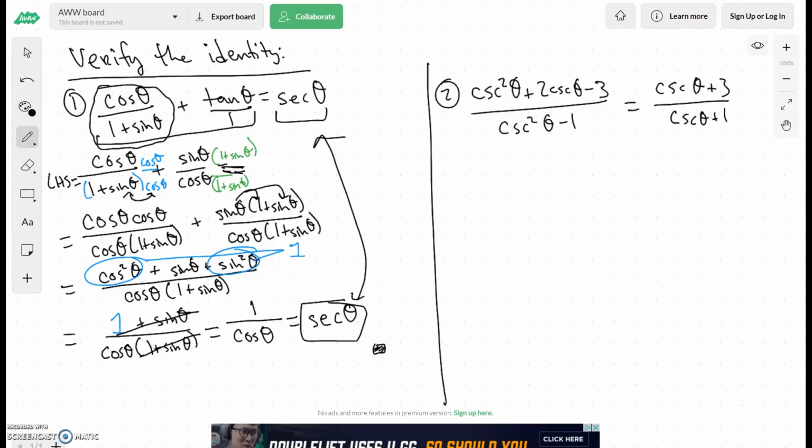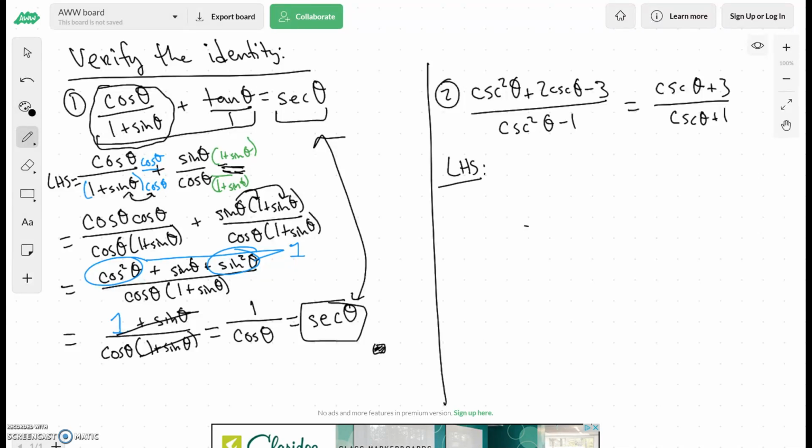Okay. All right. Now, the second one, it looks a little crazy. You have cosecant squared theta plus 2 cosecant theta minus 3 divided by cosecant squared theta minus 1 is equal to cosecant theta plus 3 divided by cosecant theta plus 1. Now, the one thing that you have to really notice is that on the left-hand side, you can try to factor that. Okay, so I'm going to work with the left-hand side again. And if I factor that, you'll see how easy this problem is.